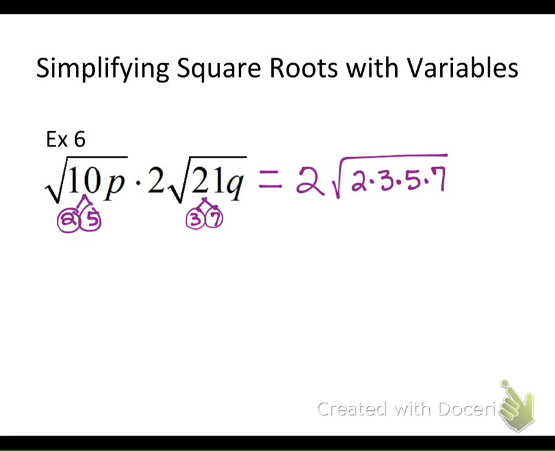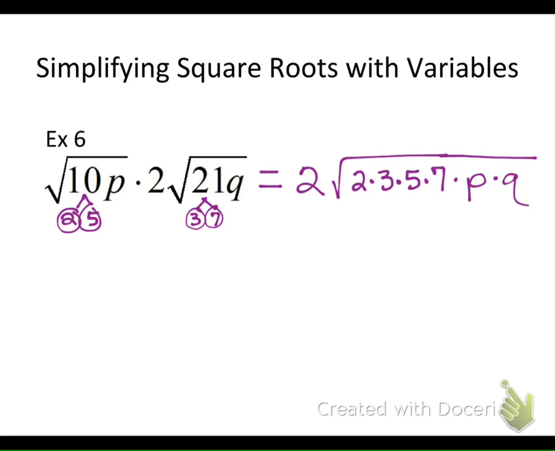What else do I have to put under there, Jalen? The letters. Do I have any other P? No. Okay, so times P. Do I have any other Q's? Okay, good. What's the next step that I would do after I put all my factors under here? Well, I would usually circle my factor pairs, right? But do I have any factor pairs here? No, so I can't do that.